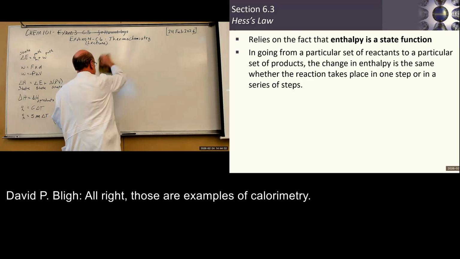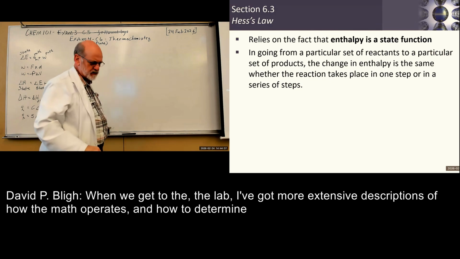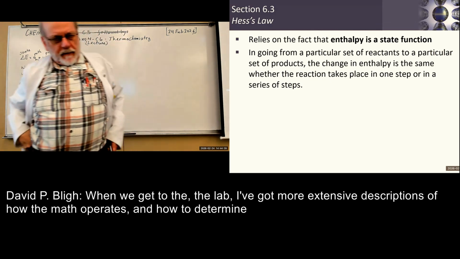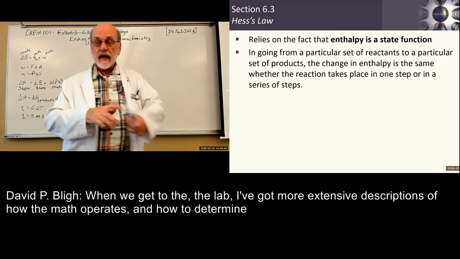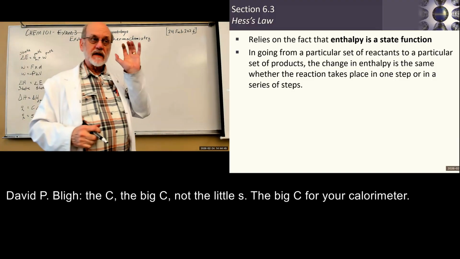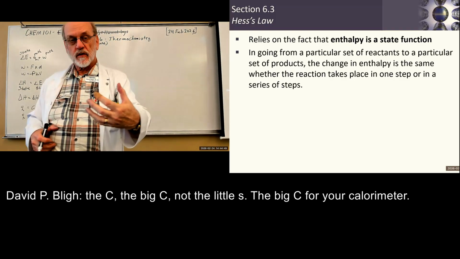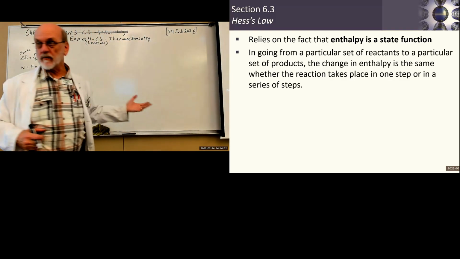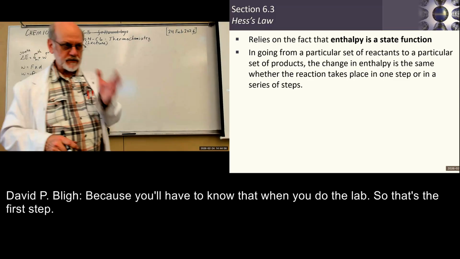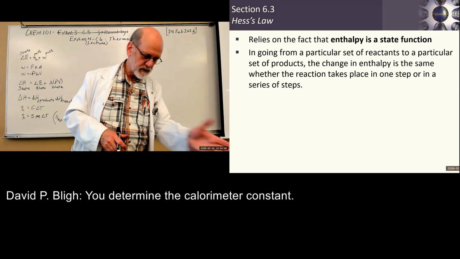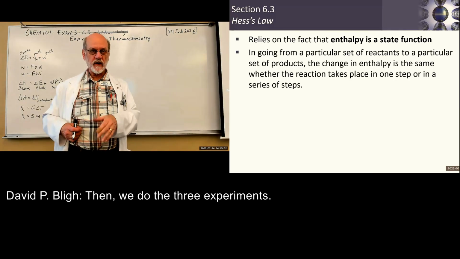All right, those are examples of calorimetry. When we get to the lab, I've got more extensive descriptions of how the math operates and how to determine the C, the big C, not the little s, the big C for your calorimeter, because you'll have to know that when you do the lab. So that's the first step: you determine the calorimeter constant, then we do the 3 experiments.